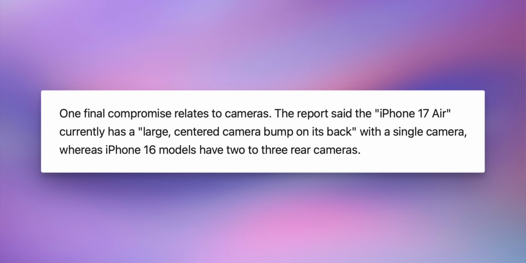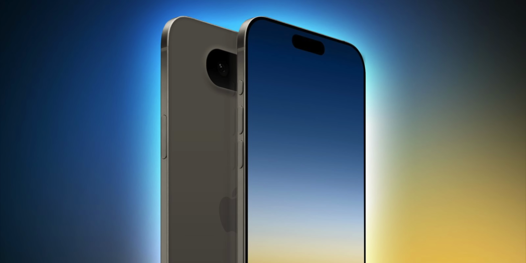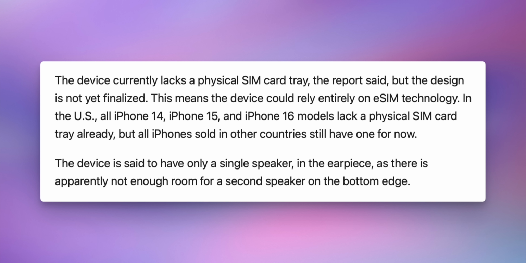And also the camera is said to have a large centered camera bump on the back. So I'm not really sure about a centered camera bump. I'm not sure if that means in the center of the body or just in the center of the camera cutouts. I'm not sure exactly what they mean by that, but if it's in the center of the iPhone, I believe that would be the first time ever we've seen a center-facing camera on the back of an iPhone. That would look really weird, but that is apparently a possibility now based on this rumor.